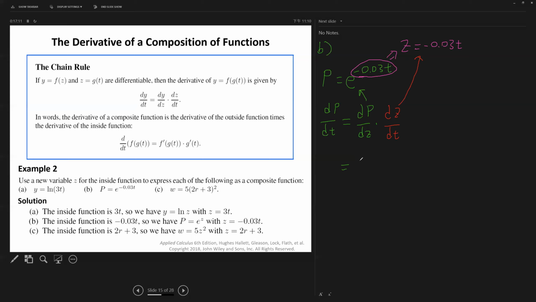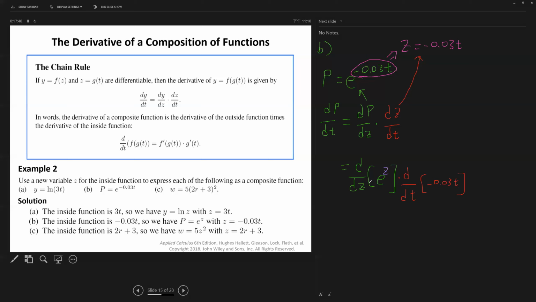All right, so the derivative of p, we're actually looking at e to the power of z. We have replaced negative 0.03t with z already, so this is what we can write it as. And dz dt, the derivative of this. Now on the right hand side, that's just a first degree monomial, right? So we just have a negative 0.03 left, negative 0.03t.